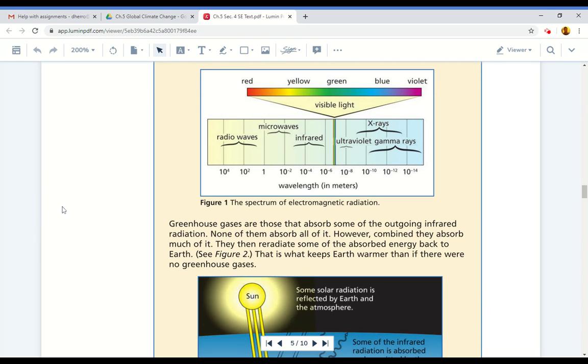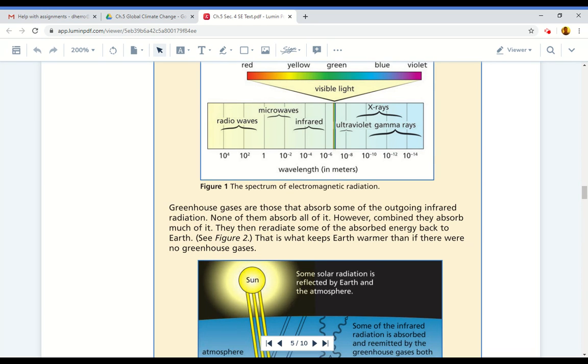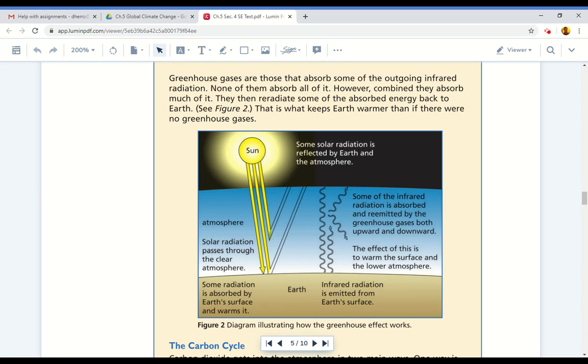Greenhouse gases are those that absorb some of the outgoing infrared radiation. None of them absorb all of it. However, combined they absorb much of it. They then re-radiate some of the absorbed energy back to Earth. That is what keeps Earth warmer than if there were no greenhouse gases.